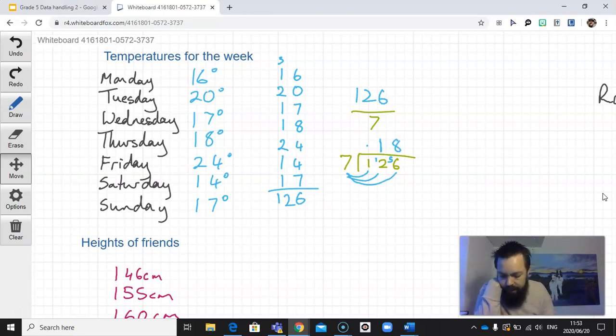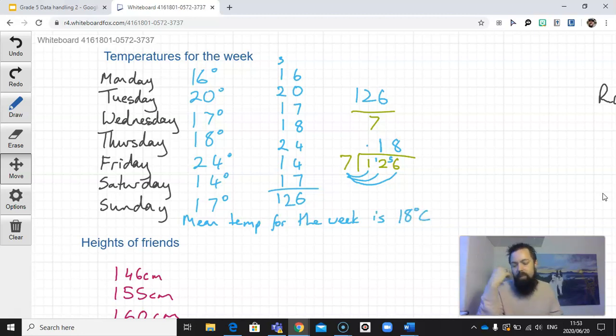And so what we can say then is that the mean temperature for the week is 18 degrees Celsius. I haven't put Celsius, but that is, so it's 18 degrees. So that's the mean. You can substitute the word average for that. So the average temperature for the week is 18 degrees. So you can see we've got one warm day with 24, and we've got a couple of cooler days down to 14, but the average or the mean temperature is 18 degrees.